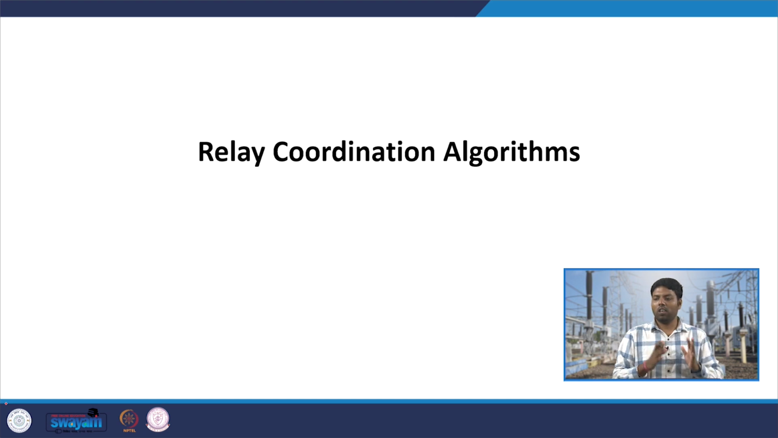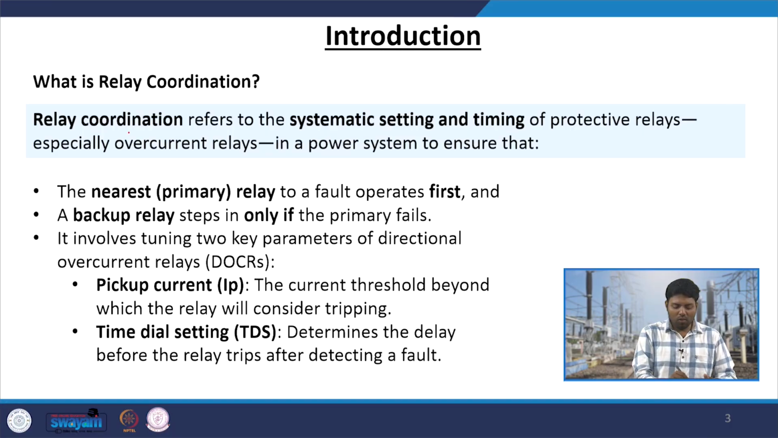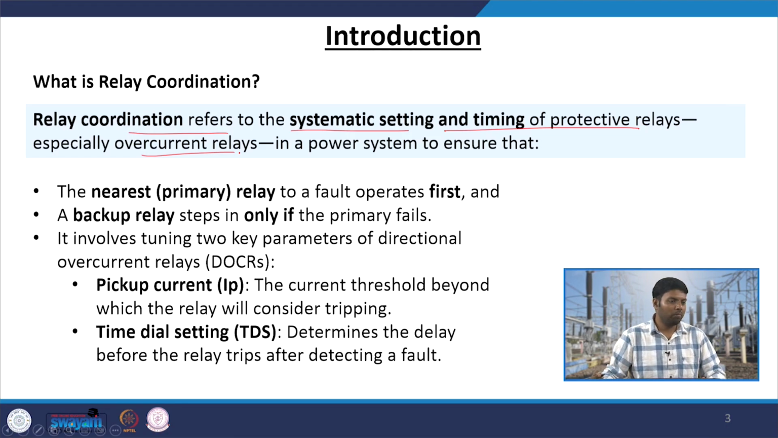That means how you can coordinate the operation of the primary and the backup relays to clear a fault. So, what is relay coordination? Relay coordination refers to the systematic setting and timing of the protective relays, especially overcurrent relays, normally. That means, let us say this is the system and you have different relays installed here.